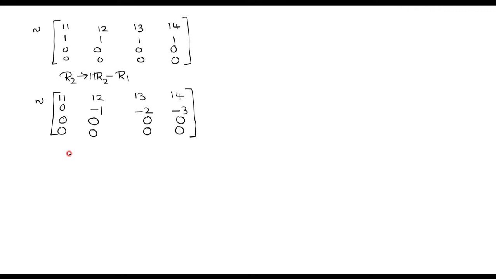So this is the reduced echelon form. The number of non-zero rows in this matrix is equal to 2. So these are the non-zero rows, they are 2 in number. Therefore, the rank of the matrix A is equal to 2. Thank you for watching.